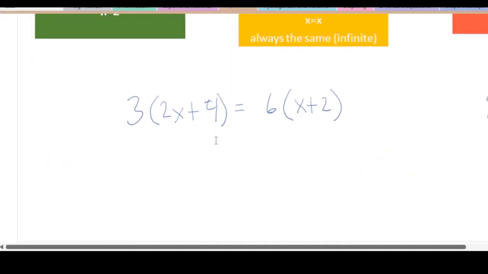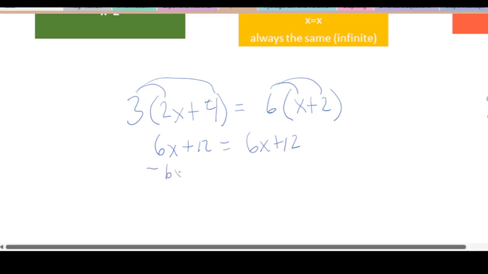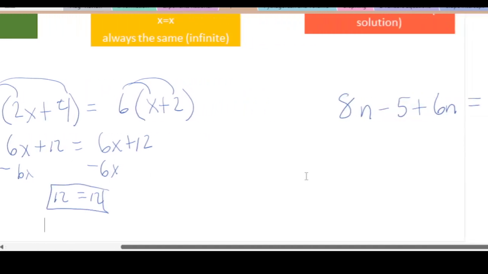And so when we're solving equations, that's what we're looking for. Yes, most of the time we'll get one solution, but let's take a look at this one. So I distribute first. So I get 6x plus 12 equals, and then I distribute that, equals 6x plus 12. Now, again, from here, I can see that these equations are exactly the same, but I can keep going with my steps, minus 6x, minus 6x, and I see that 12 equals 12. Well, again, this is something that is always true, so that is infinite solutions. So any value I plug in for x will work in that situation.